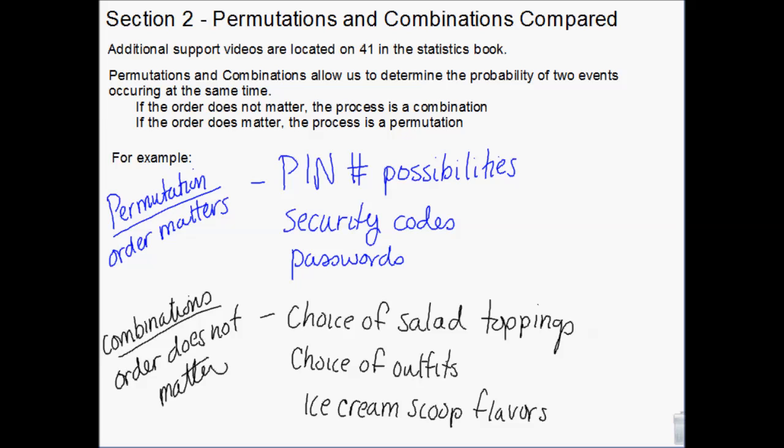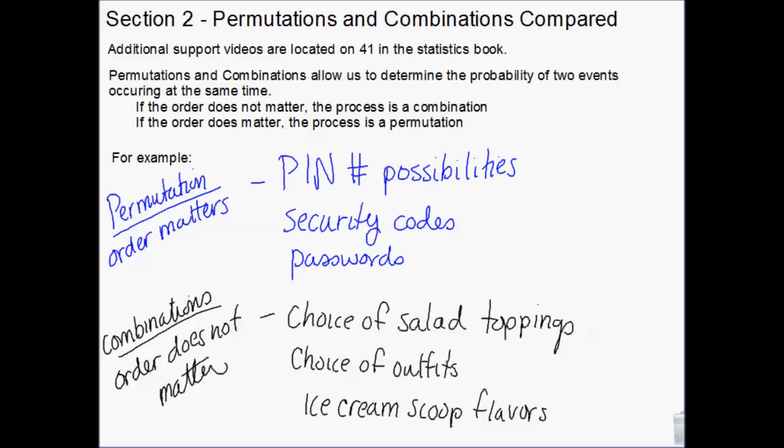Like, okay, if we're going to the ice cream store and we're going to get 3 scoops of ice cream, and there's 31 flavors, permutations and combinations will allow us to figure out how many different bowls of ice cream you could make with 3 scoops out of all those flavors. Now, if the order does not matter, it's a combination. If the order does matter, it's a permutation.